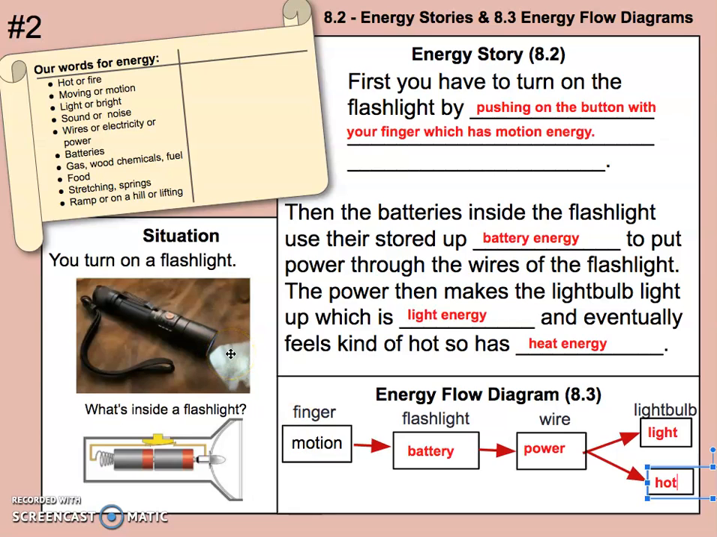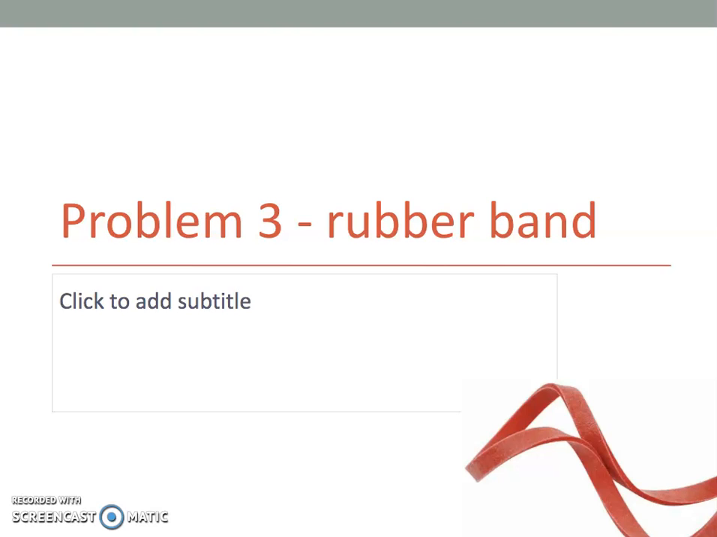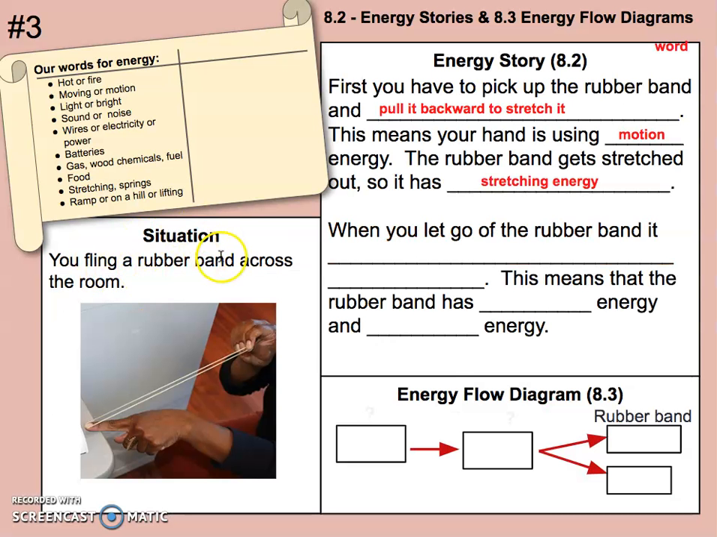Awesome. So take a moment and pause the video right now to make sure that you have your energy flow diagram for problem number 2 completed, just like mine. We've got battery energy, power energy, light energy, and hot energy. We can see it flow. Awesome. So now we'll move on to problem number 3, and I'll help you with this one as well. So problem number 3 is where we're taking the rubber band and we're stretching it to fling it across the room.